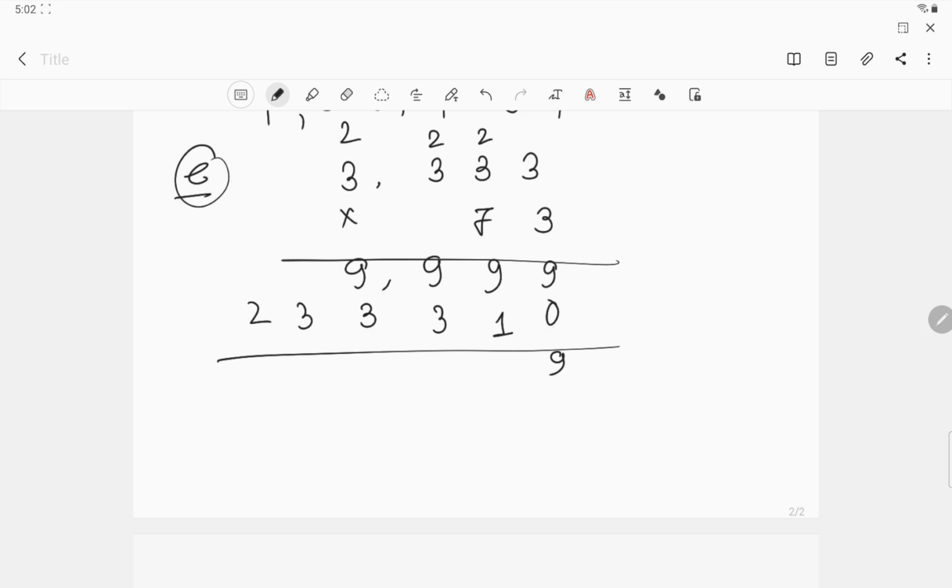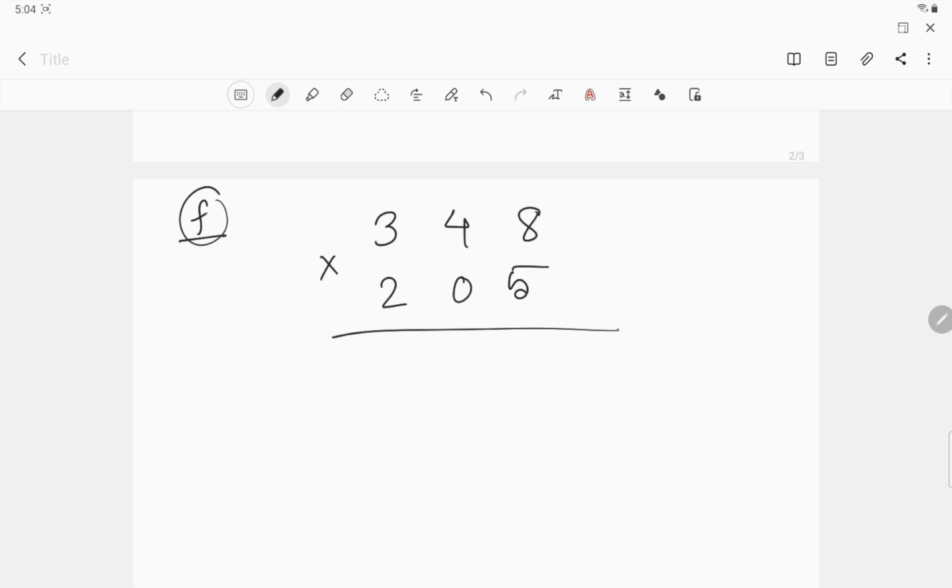So 9 plus 1 is 10. So carry 1. 3 plus 1 is 4. And 9 plus 4 is 13. Write down 3 and carry 1. 3 plus 1 is 4 and 9 plus 4 is 13. Write down 3 here and 3 plus 1 is 4. So 2,43,309. This is our product.